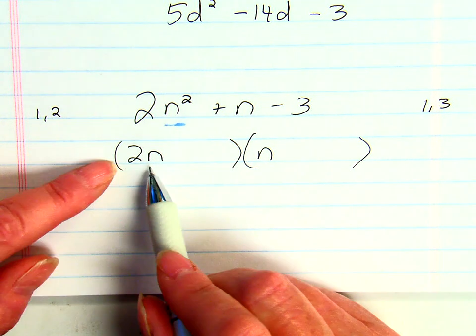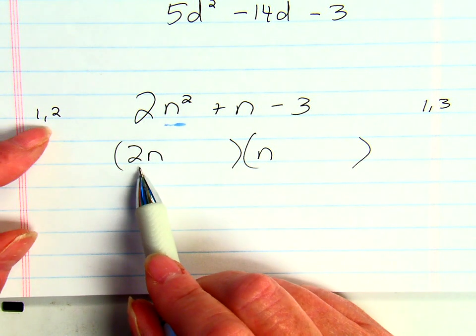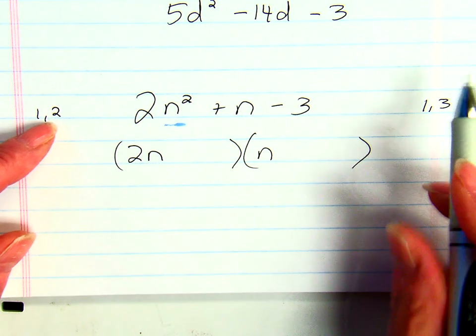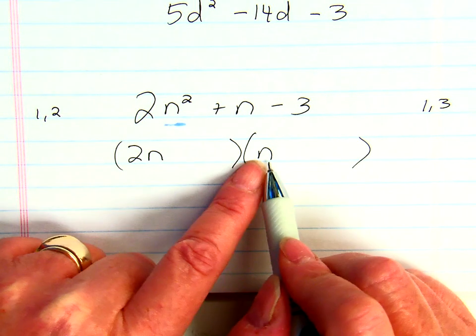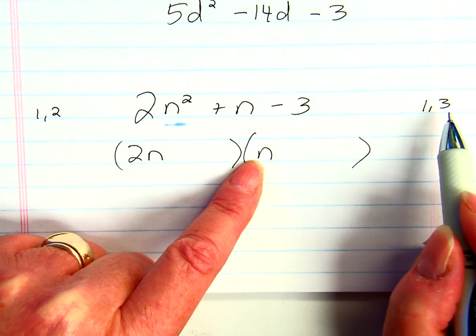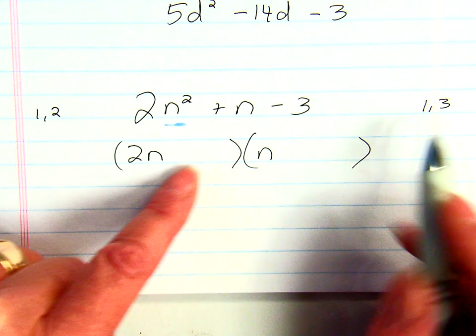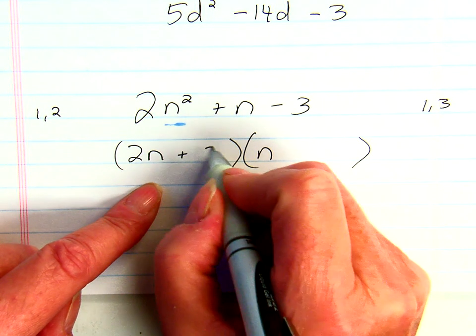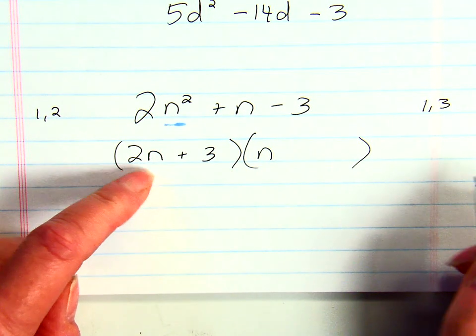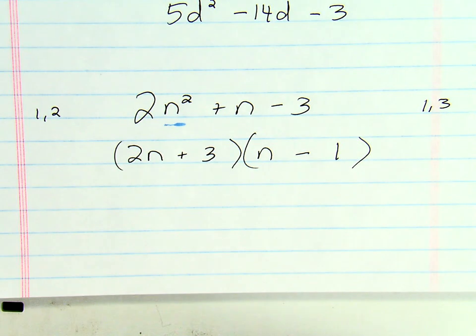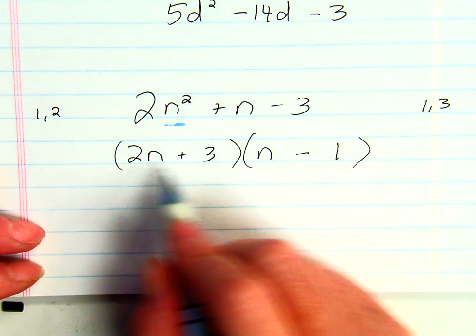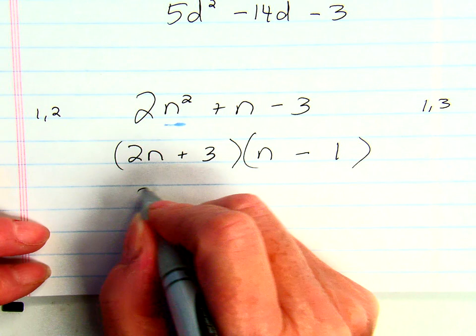So I need to do 2 times a positive, no, I had to do a 1n times the positive 3. So that means my positive 3 has to be here, and my negative 1 has to be here. Honestly, you'll get used to it. So 2n times n is 2n squared.